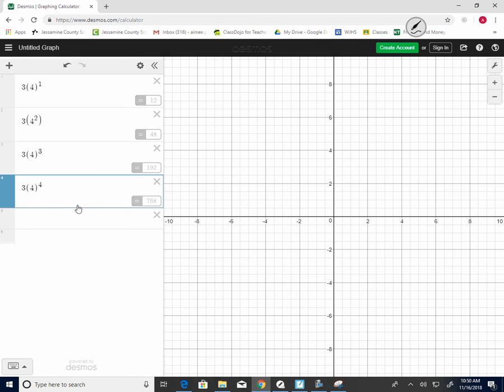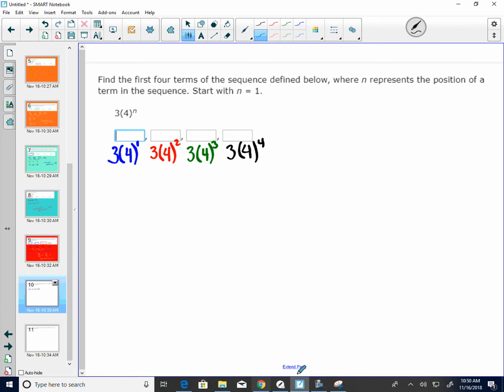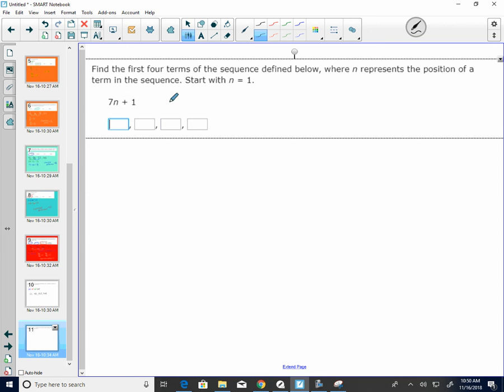If you're using the calculator on your phone, to get the exponent you need to hold Shift and press the number 6 key, that little caret key pointing up, just like on the TI-84 calculators that we use in class. So we have 12, 48, 192, and 768. We can fill those in. So the sequence would be 12, 48, 192, and 768.